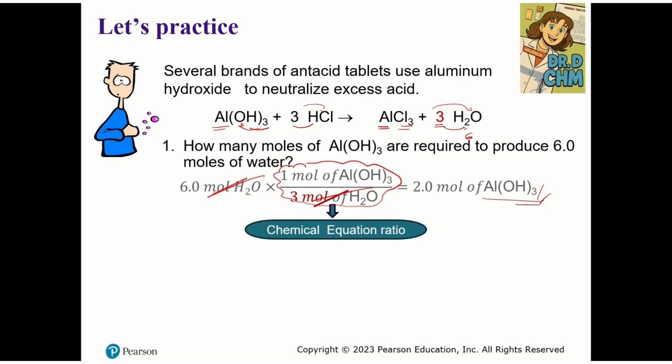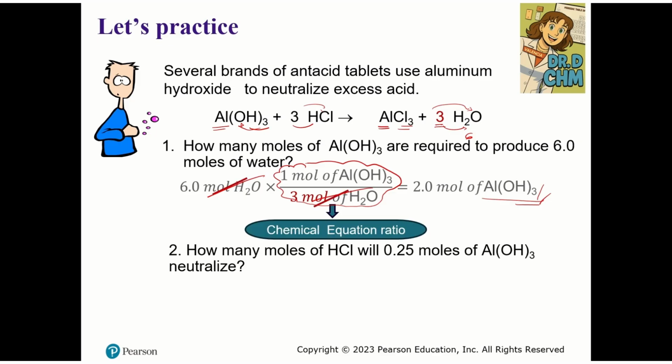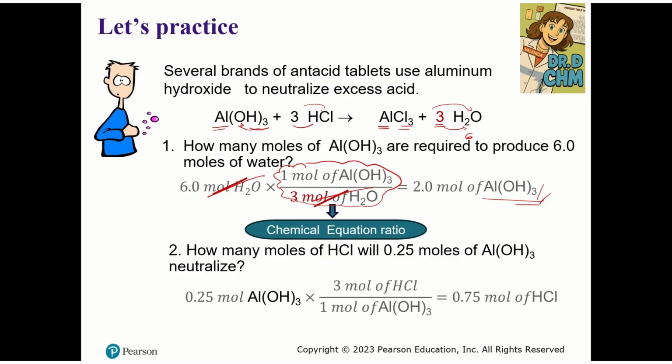Another question. How many moles of hydrochloric acid will 0.25 moles of aluminum hydroxide neutralize? I know that 1 mole of aluminum hydroxide will neutralize 3 moles of hydrochloric acid. So how am I going to do it here? So I have 0.25. I know that 1 mole, again using the mole ratio, the chemical equation ratio here. So I'm going to cancel this out over here, and I'm going to find 0.75 moles of hydrochloric acid. Good?